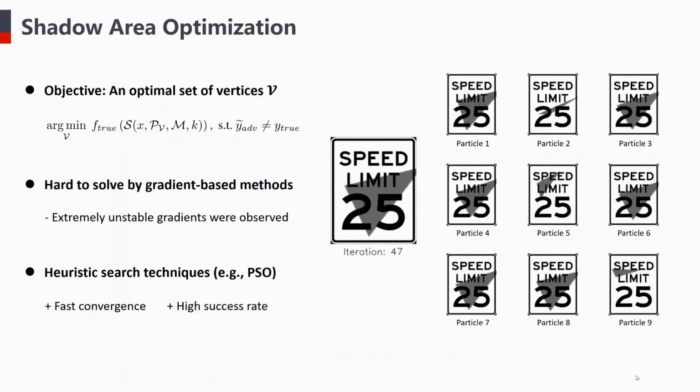Given the original image X, the binary mask M, and the shadow coefficient K, our objective is to figure out the optimal shadow area, which is equivalent to figure out a set of vertices V such that the confidence of the classifier on the ground truth class can be minimized. However, there are discrete coordinates values and a Boolean function in our objective, making it hard to solve by gradient-based methods. Therefore, we apply heuristic search techniques instead, such as particle swarm optimization, so that a valid solution can be found quickly without the help of gradients.